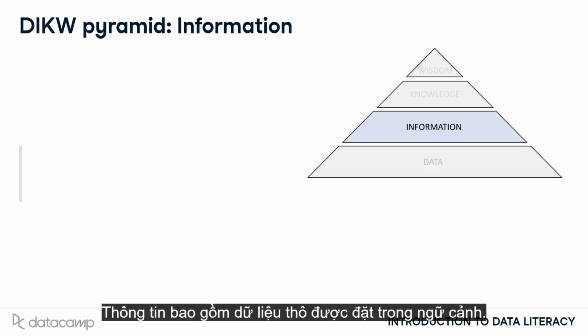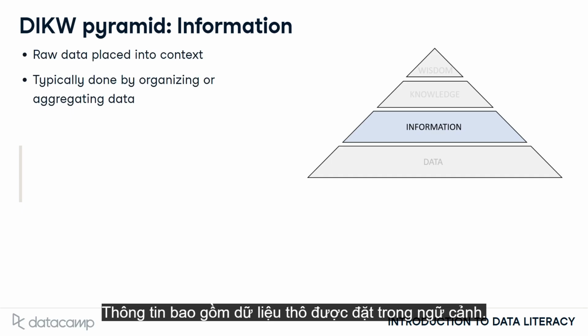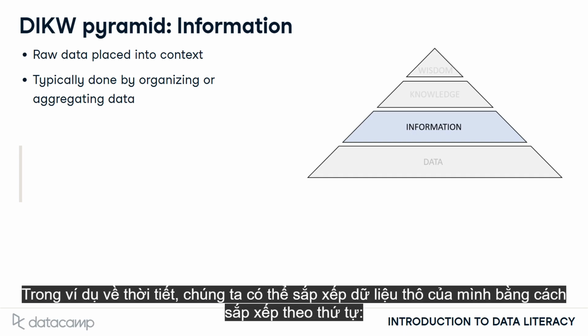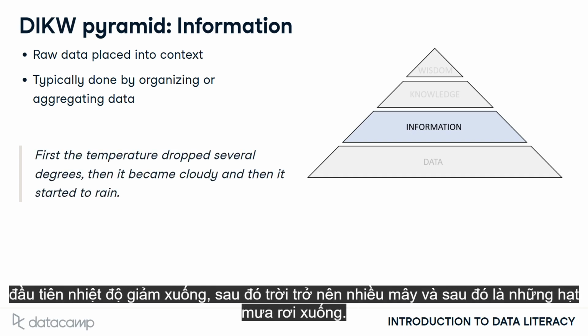Information consists of raw data placed into context. This is typically done by organising or aggregating data. In the weather example, we can organise our raw data by putting it in order. First, the temperature dropped, and then it became cloudy, and then the raindrops fell.